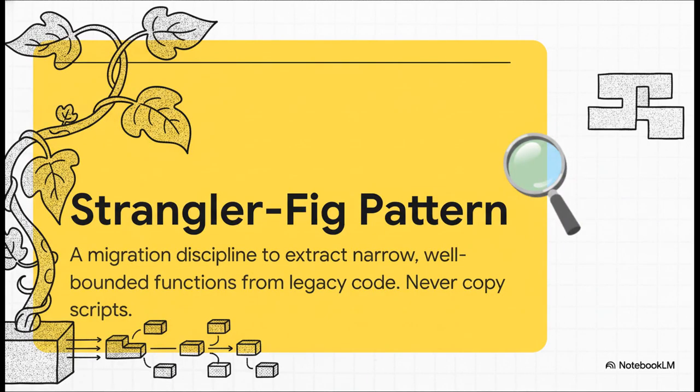And this whole approach is perfectly captured by a principle they call the strangler fig pattern. You know how a fig vine slowly grows around an old tree, eventually replacing it? It's the same idea here. Instead of trying a risky, all-at-once rewrite of old code, you carefully extract one small, well-defined piece at a time. It's a slow, deliberate process that's all about building things correctly, not just quickly.